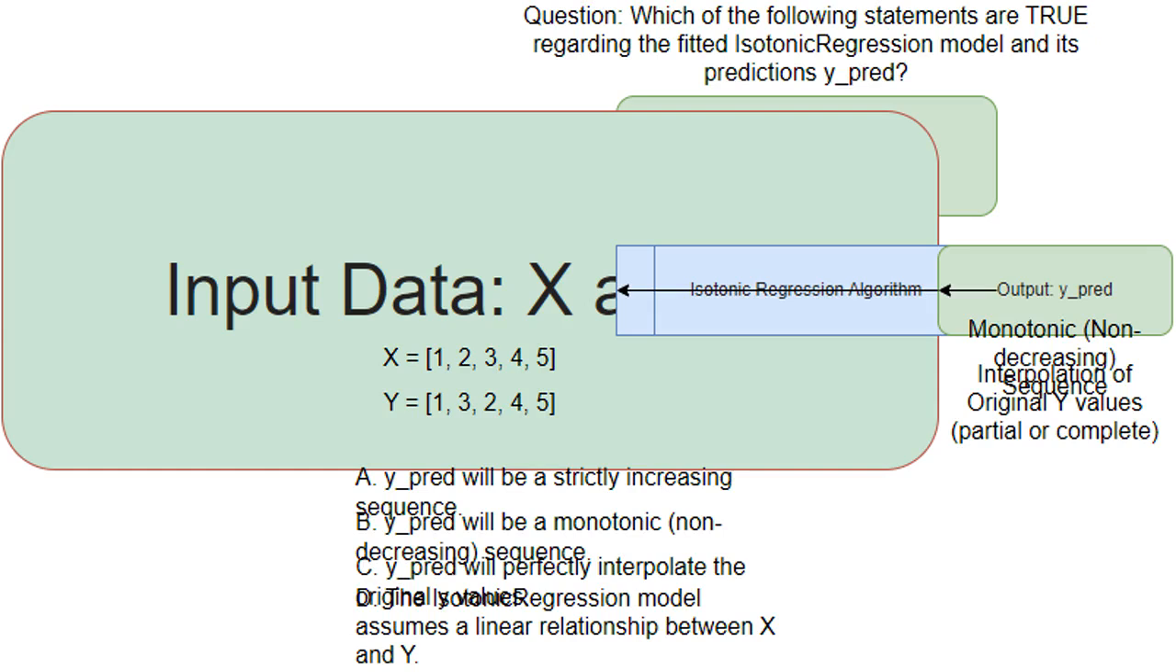I'm giving you the predictor variable, x, as 1, 2, 3, 4, 5, and the response variable, y, as 1, 3, 2, 4, 5. Notice that y isn't strictly increasing, it dips down from 3 to 2. This is important because it means we cannot assume a strictly increasing relationship.